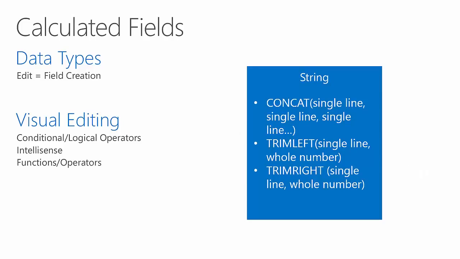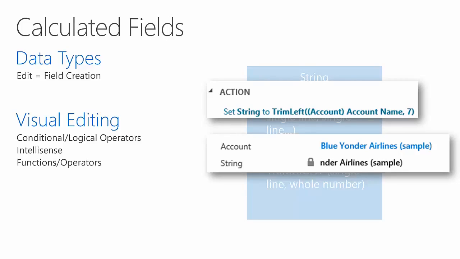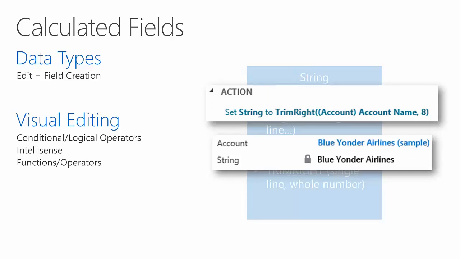Trim left takes a single line of text and trims that number of characters starting from the left and working its way to the right. In this case, you can see we are trimming 7 characters from the left of the account name, taking Blue Yonder Airline sample and making it Ender Airline sample. Trim right takes a single line of text and trims that number of characters starting on the right and working its way to the left.